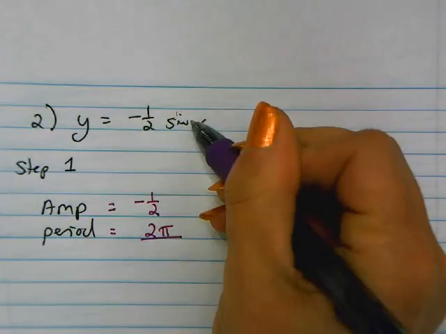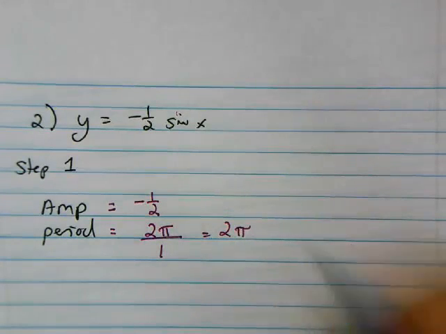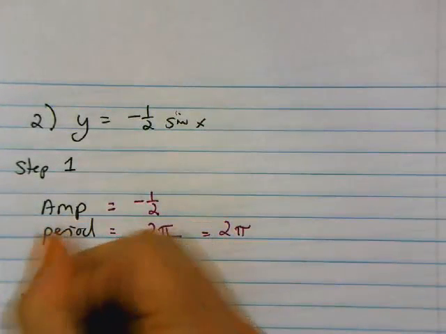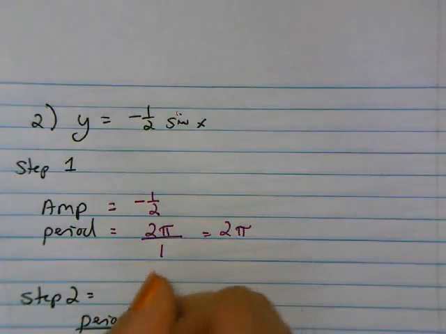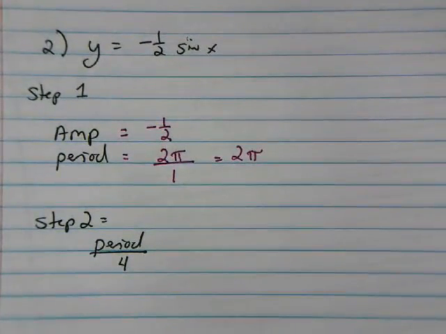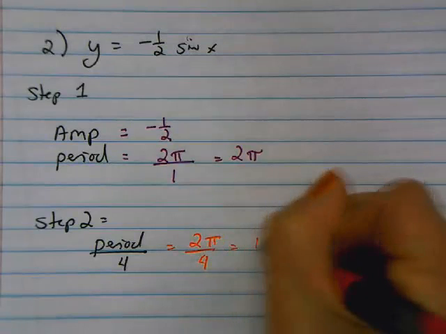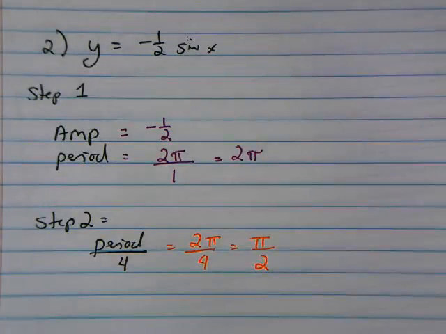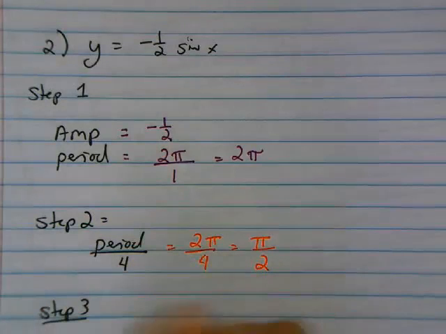I want to know the intervals that my key points happen at. So step 2, you take the period divided by 4. So this is always going to be the period divided by 4. So my period was 2 pi divided by 4, and we're back to the pi over 2 again, which is the normal key points that we would get with sine. Alright, now we're ready for step 3. Step 3, we're going to make our little chart. You're going to input an x, plug it into negative 1/2 sine of x, and you're going to output a y.